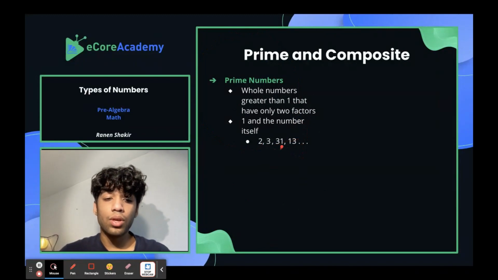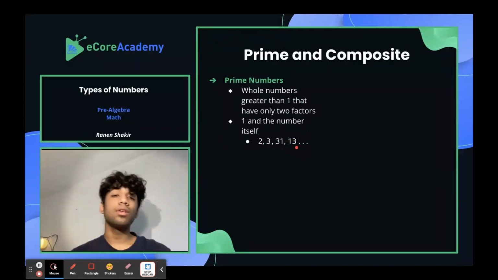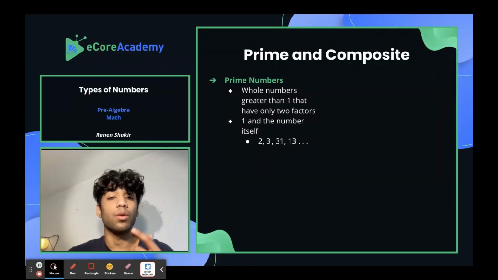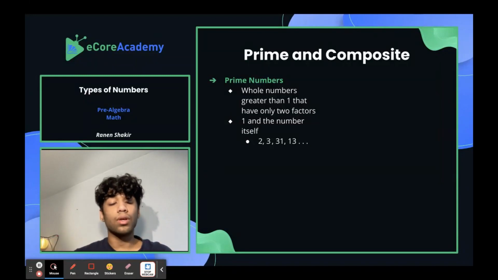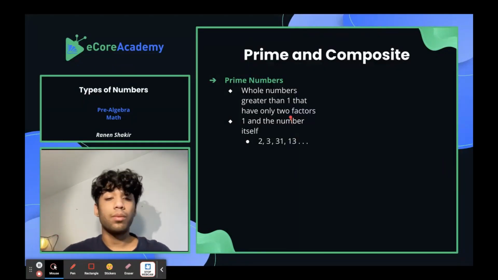So we have 2, 3, 31, and 13. What this means is the only numbers that multiply to give you 2 are 2 times 1, the number itself and 1. That's why it is a prime number. The only factors of 3 are 3 and 1. 31, 31 and 1. 13, 13 and 1. I hope you kind of see the pattern there. 1 and the number itself is what makes a prime number.